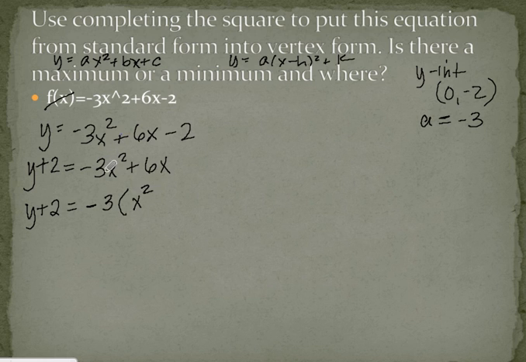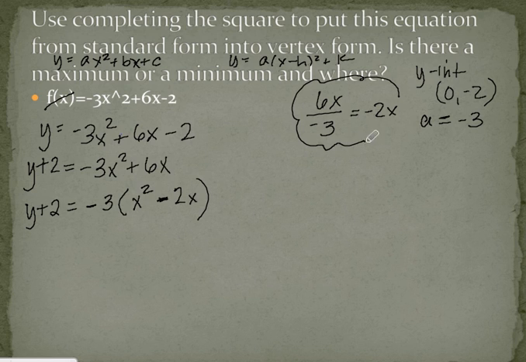So if I factored a -3 out from this first term, I would be left with x squared. And if I factored a -3 away from 6x, I would be left with -2x. So you may be wondering, how did I get that? Well, 6x divided by -3 is -2x. Okay? I'll put this in a bubble because I don't want this to interfere with our graphing information.